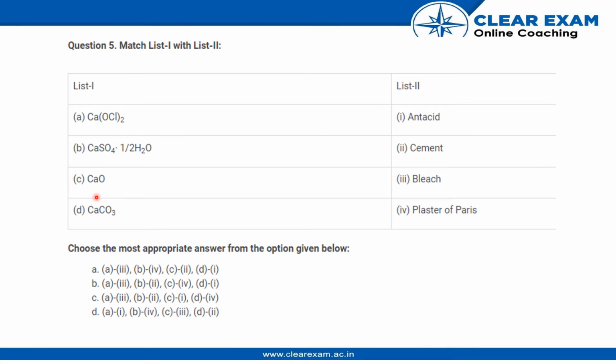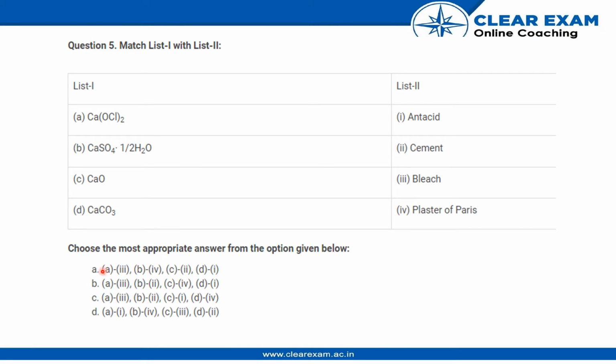The question says we have to match list 1 with list 2. List 1 contains some formulas and list 2 contains what these formulas are called. The one formula that we all know is Ca(OCl)2. This is the bleaching powder formula, so A will now go with 3.